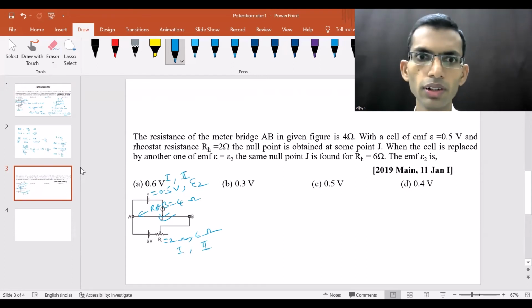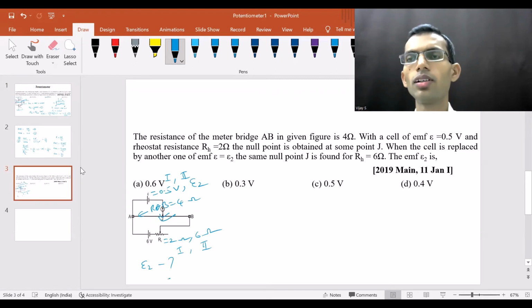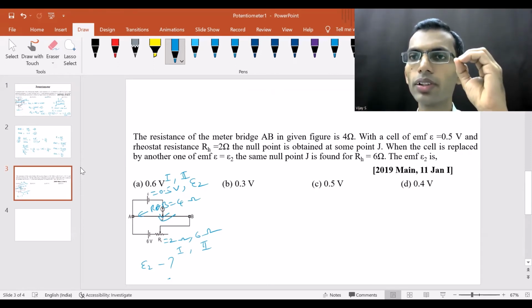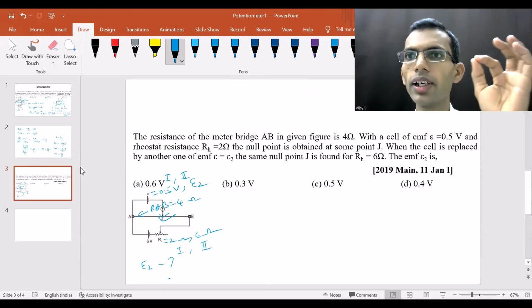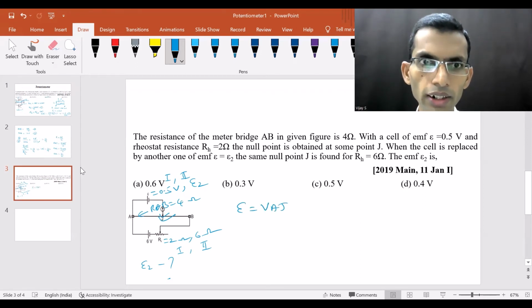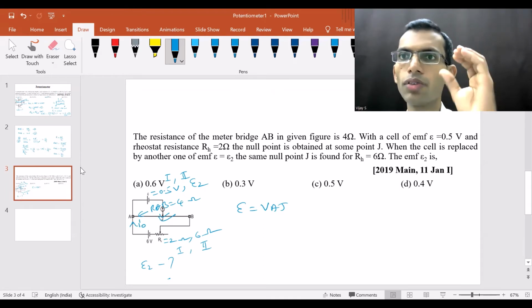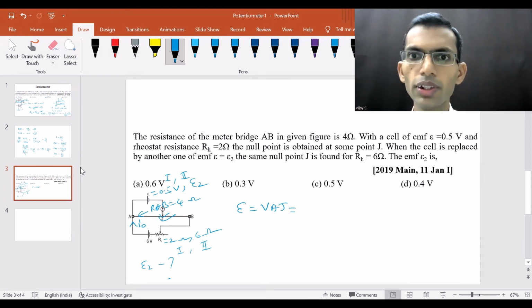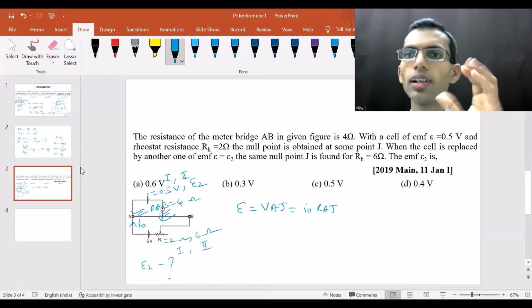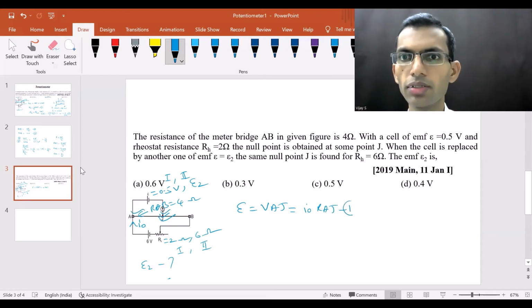He is asking us to find E2. What is the potentiometer working principle? When the galvanometer shows zero deflection, the EMF of the cell becomes equal to the potential difference between A and J. So E is equal to VAJ. Let us say I0 is the current flowing through the main circuit for the first case. Then VAJ from Ohm's law becomes I0 into RAJ, where I0 is the main circuit current and RAJ is the resistance of the wire between A and J. Let me take this as equation 1.